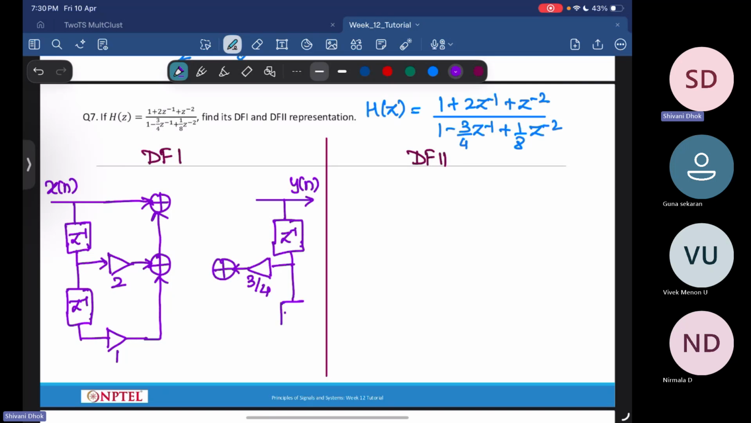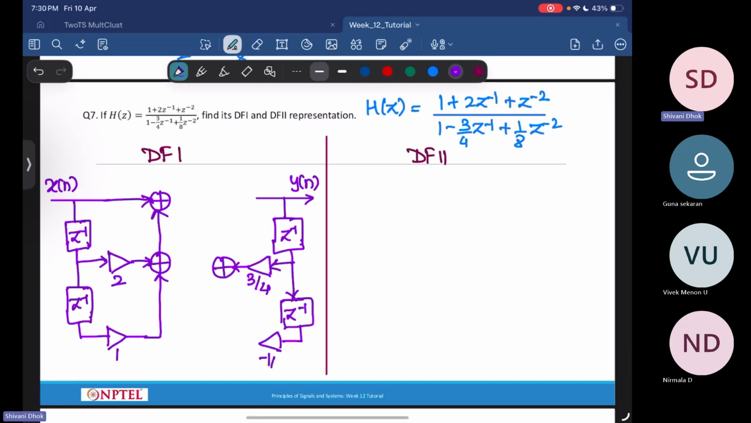Similarly, you have z to the power minus 2. And you scale it. You have a 1 by 8 here, so you will scale it by minus 1 by 8. And you add it. So here you will get your minus 3 by 4 y of n minus 1 and 1 by 8 y of n minus 2, and you add this and this to get your y of n. So this is your direct form 1 representation.